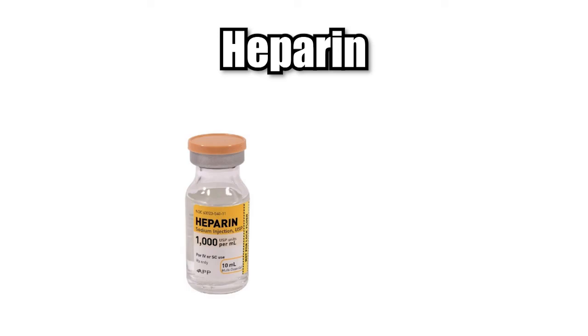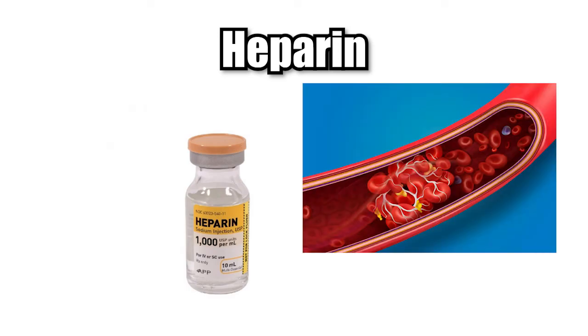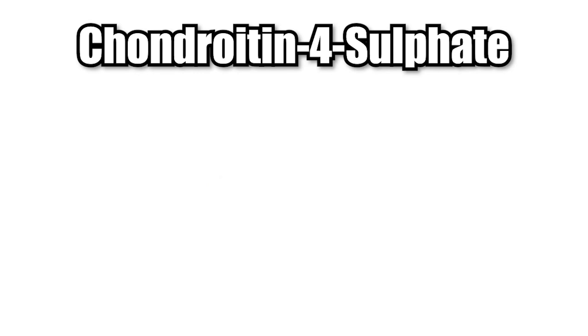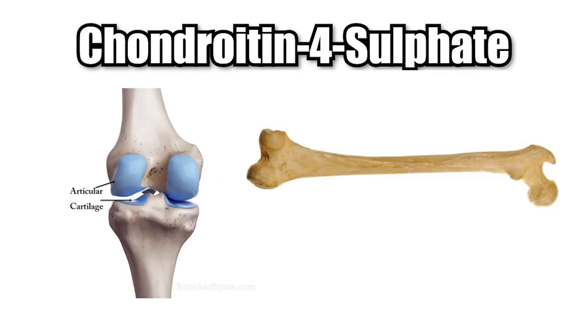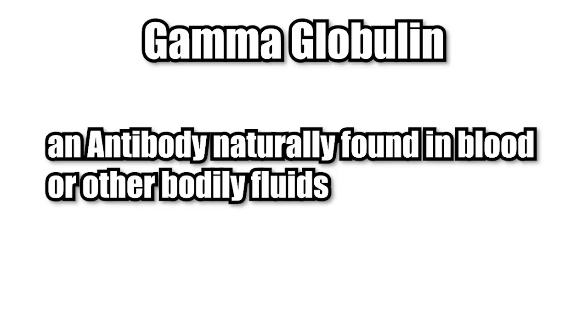Next you have heparin, which is a medicine used to treat or prevent blood clots. Chondroitin 4-sulfate is a calcium accumulation used for cartilage and bone formation. Gamma globulin is an antibody naturally found in blood or other bodily fluids of vertebrates.